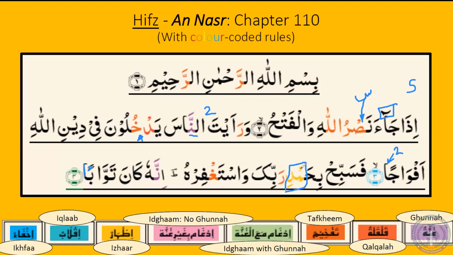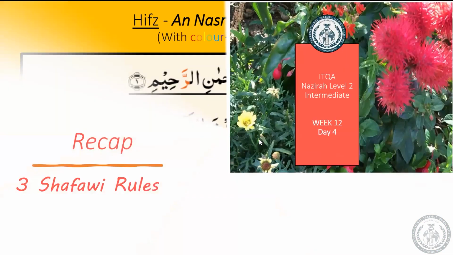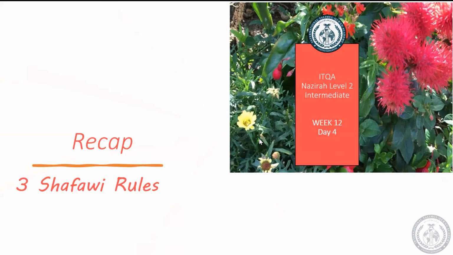Mim sakina rules are known as Shafawi. And what did we say? We said that this is going to be izhar-e Shafawi. If mim sakina is followed by letters other than ba and mim mutharik, ghain is a thick sounding letter. So now we should know all the rules that you can apply to this surah. Let's have a quick recap of three Shafawi rules. Listen very carefully because then you'll be taking part in the quiz. So what did we do this week? Let's have a look.